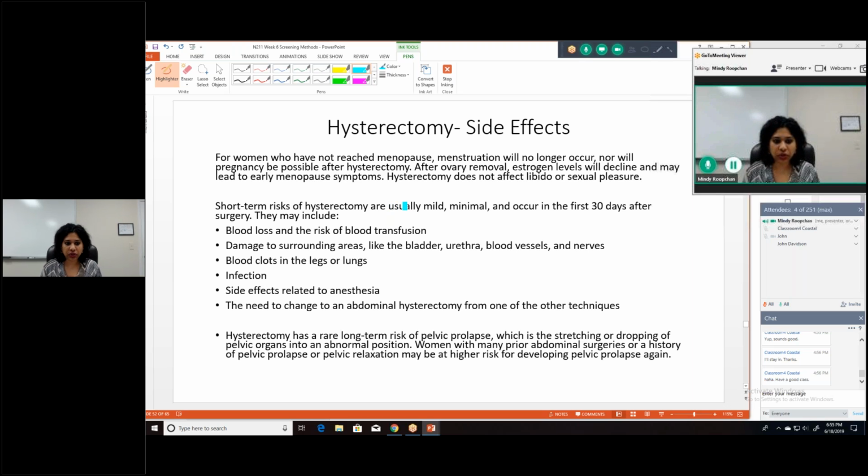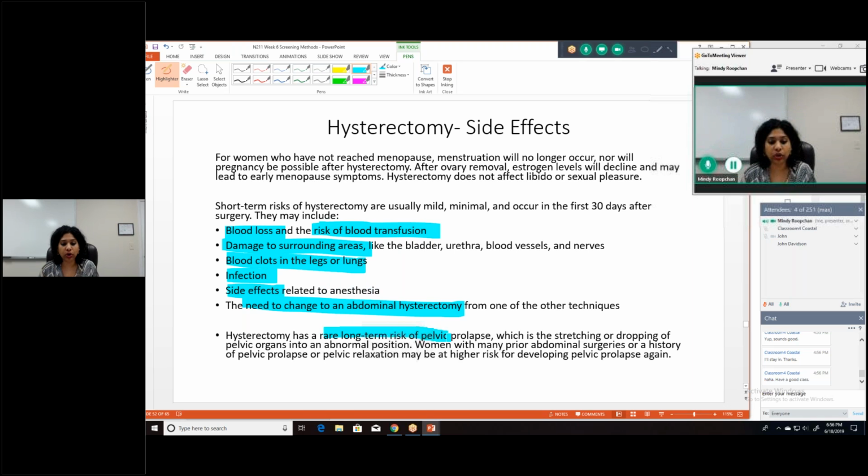The side effects: the short-term risks are mild and minimal and occur about the first 30 days after the surgery. Blood loss and the risk of blood transfusion, damage to the area, bladder, urethra, blood vessels, and nerves, blood clot in the legs or lungs, which could also happen with any surgery, infection, side effects due to the anesthesia, and the need to change the abdominal hysterectomy to one of the other techniques. Hysterectomy has a rare long-term risk of pelvic prolapse, which you just talked about.